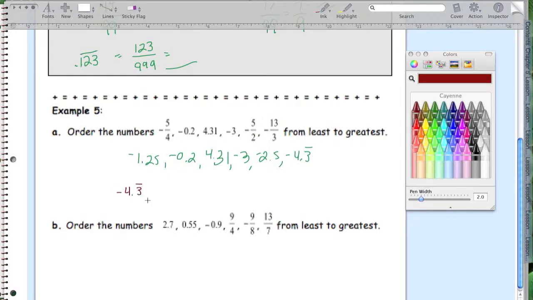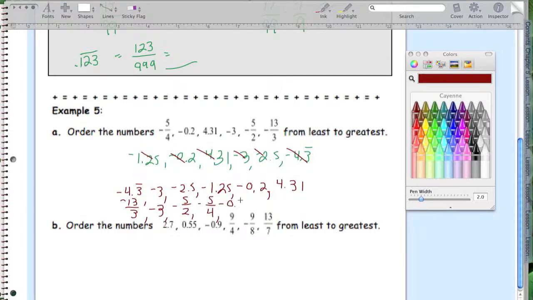So you get negative 4.3 repeating, negative 3, negative 2.5, negative 1.25, negative 0.2, and then 4.31. And it helps to cancel them out as you go. All right, now the last step you want to do is put them in the way they actually showed up originally, and then you're done. Okay, so this would be negative 4.3 is negative 13/3, negative 3 is good, this is negative 5/2, negative 5/4, negative 0.2, and 4.31, and you are done.